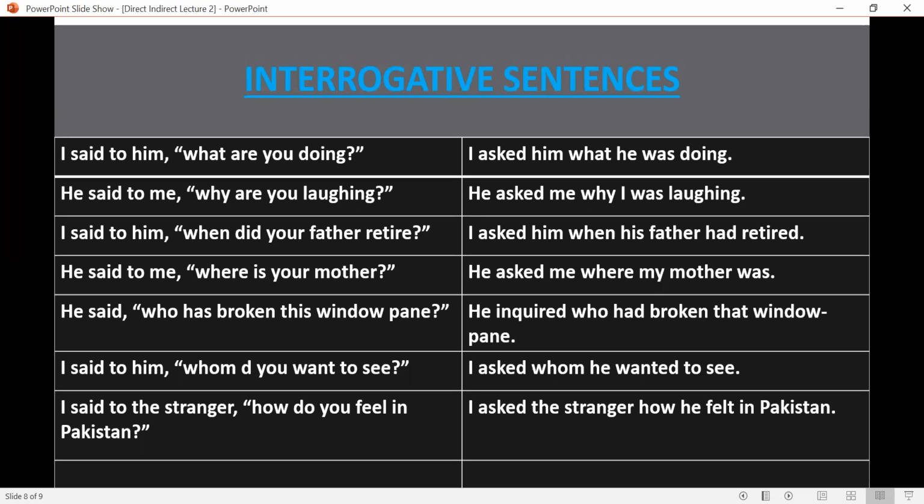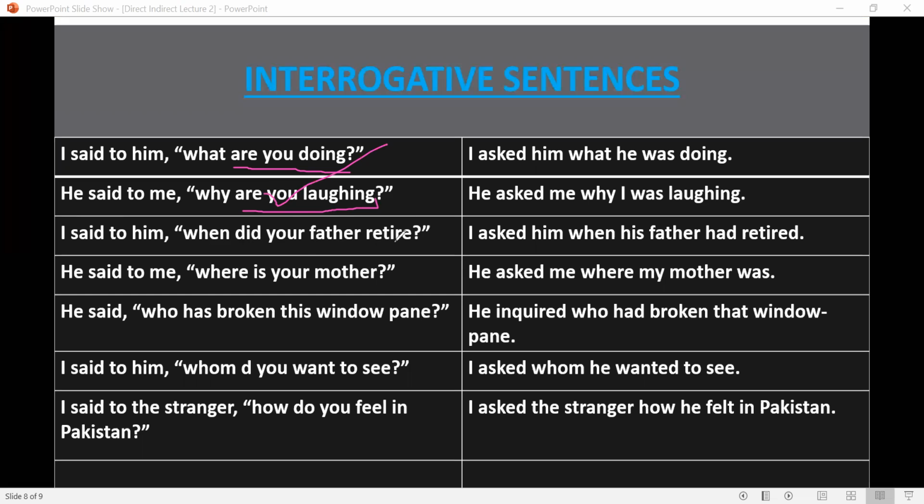Look at the sentences. I said to him, what are you doing? Simplify it: what you are doing. This is the simplification of the sentence. I asked him what he was doing. He said to me, why are you laughing? First simplify: you are laughing. So why you are laughing, then change the tense. He asked me why I was laughing.